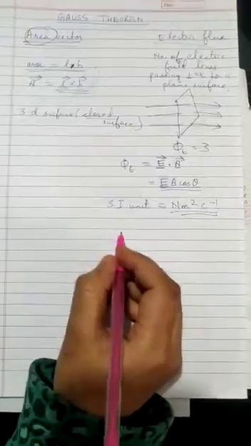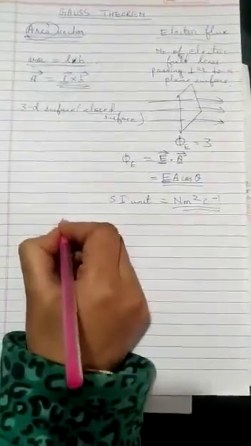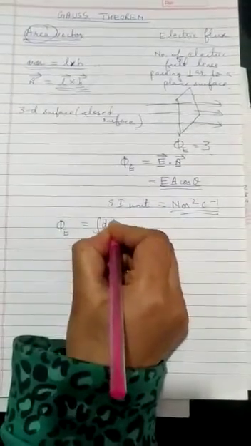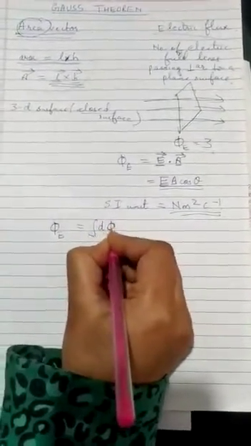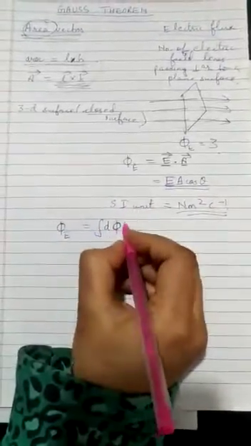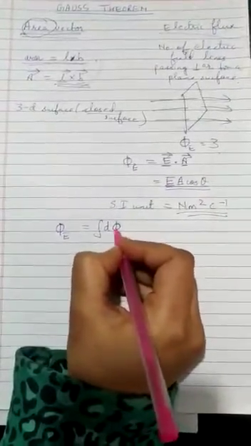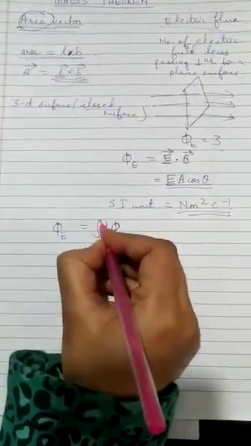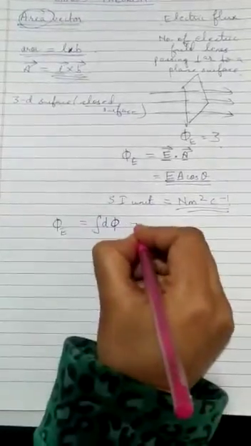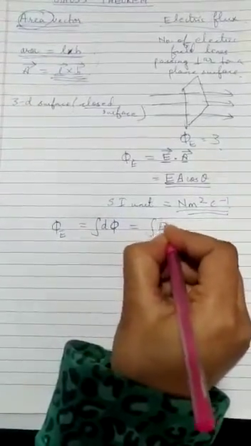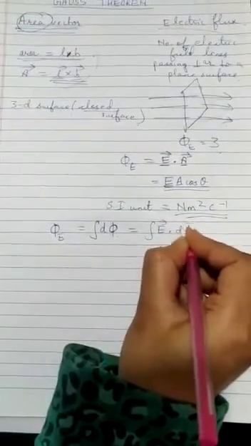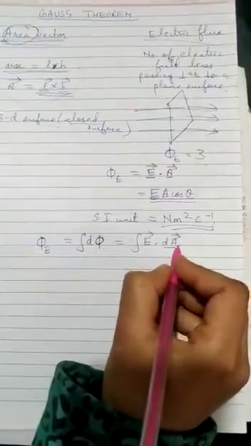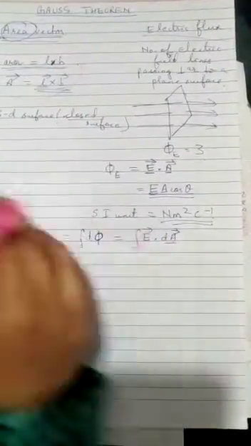What if you have a non-uniform electric field? The formula for electric flux will be equal to integration of d phi, because we cannot take the entire surface into consideration. We will have to divide this entire surface into small area vectors, and later we will calculate electric flux passing through the small area vectors, and then we are going to integrate everything. That will be equal to integration E dot dA, where dA is the small area vector that you are taking into consideration when you have a non-uniform electric field.